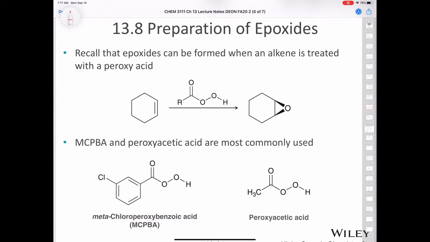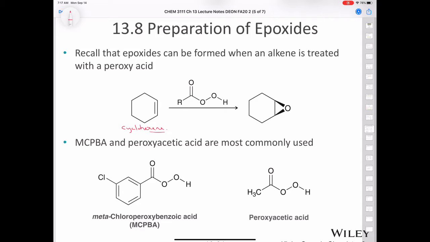Now that we've learned how to name epoxides, let's talk about how you might go about preparing an epoxide. It says here, recall that epoxides can be formed when an alkene is treated with a peroxy acid. So if we take an alkene, like this molecule here, this is cyclohexene, right, because we have an alkene. So we take cyclohexene and we treat it with a peroxy acid.